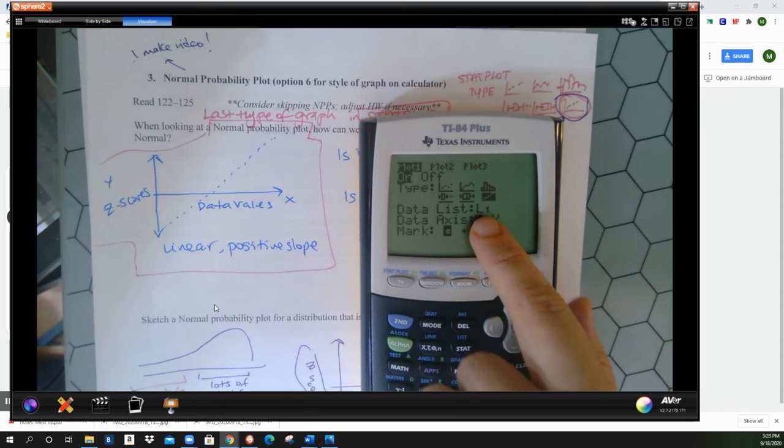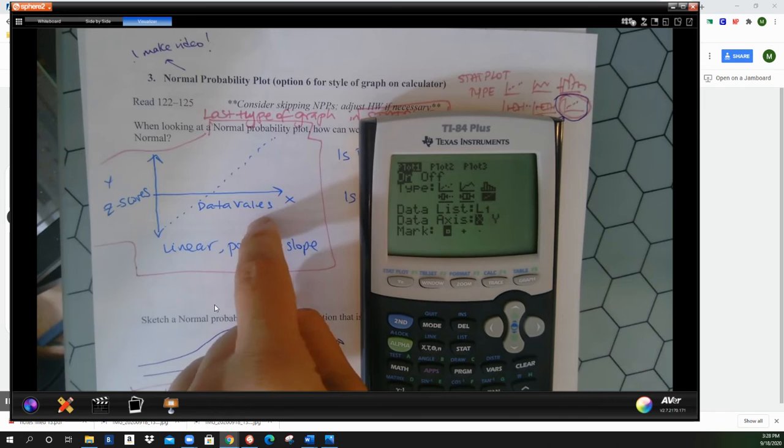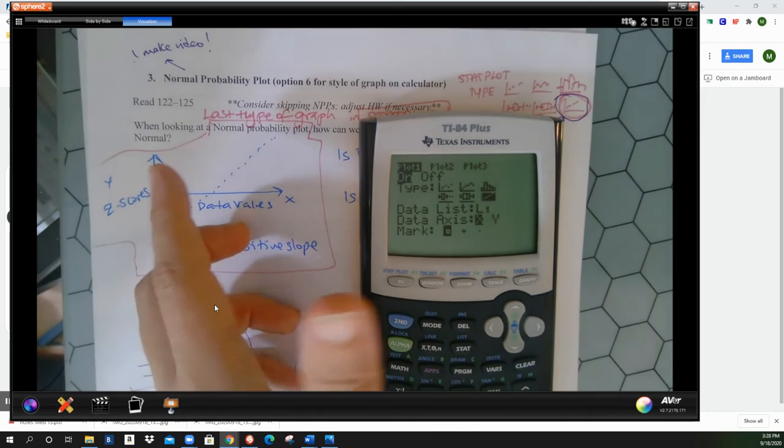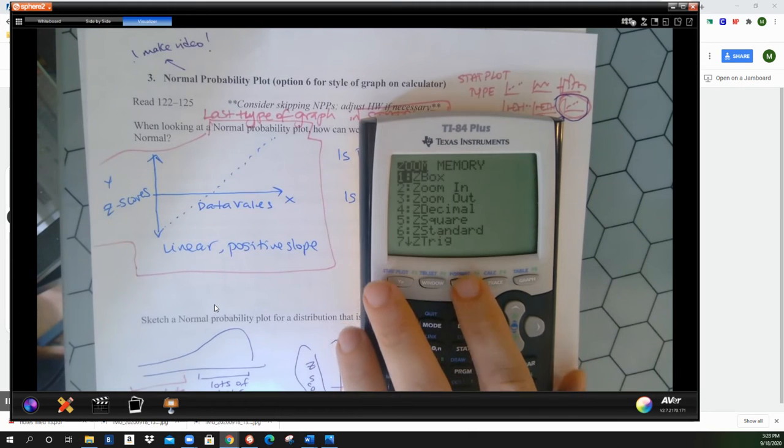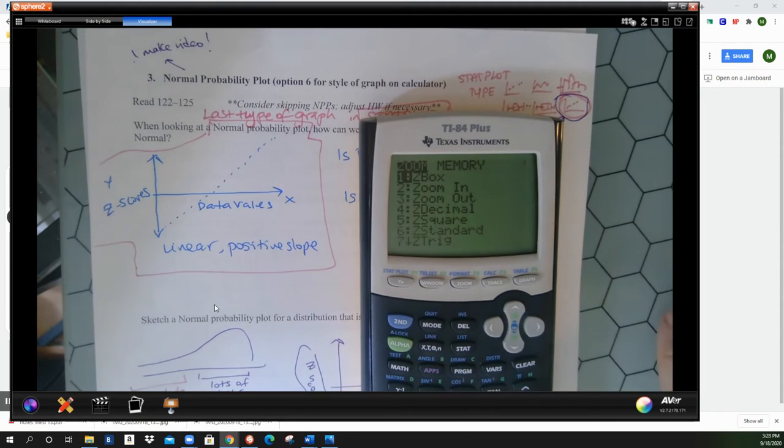And this is just asking you where your list is. Mine is list 1. And then the other one's asking you, do you want to put the data values on the x-axis or the y-axis? So I tend to stick with this guy. So I'm going to keep that. And then I am zooming. Zoom problems only happen with histograms, so I'm not worried about anything else. And then the idea here is you're looking for a linear graph.